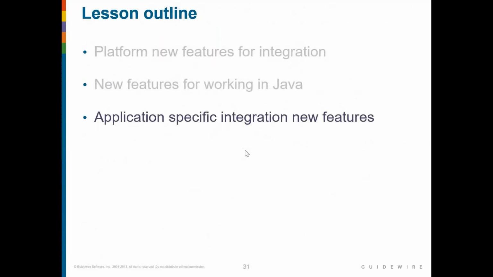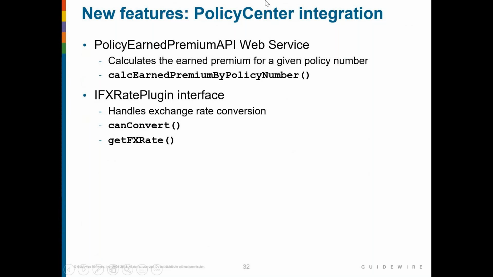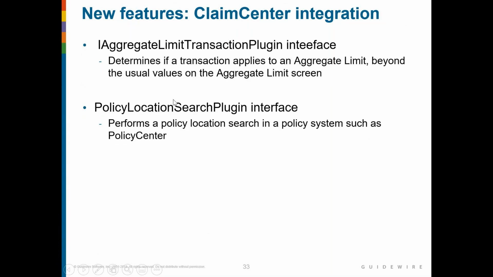Application specific integration features. New features in PolicyCenter: they have added a policy earned premium API web service. So if you want to calculate the earned premium of a given policy number, you can use calcEarnedPremiumByPolicyNumber. IFXRatePlugin interface can convert, sorry, the exchange rate can convert, getFXRate, with the rate conversion. These plugins are added in the new versions. In ClaimCenter they have added the IAggregateLimitTransactionPlugin interface, which determines if a transaction applies to an aggregate limit beyond the usual values of an aggregate limit.